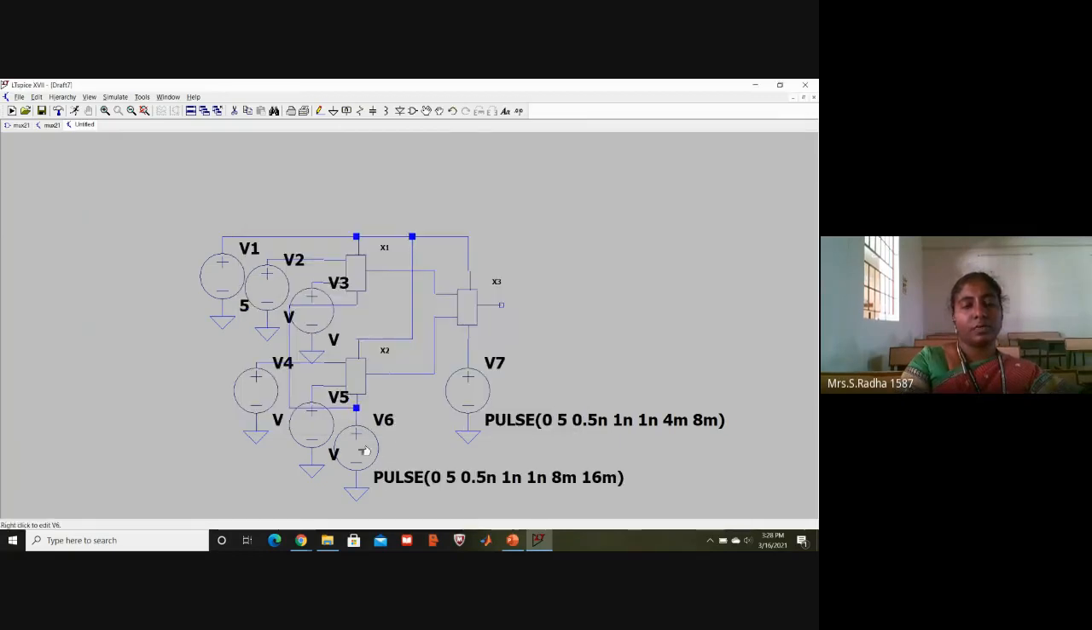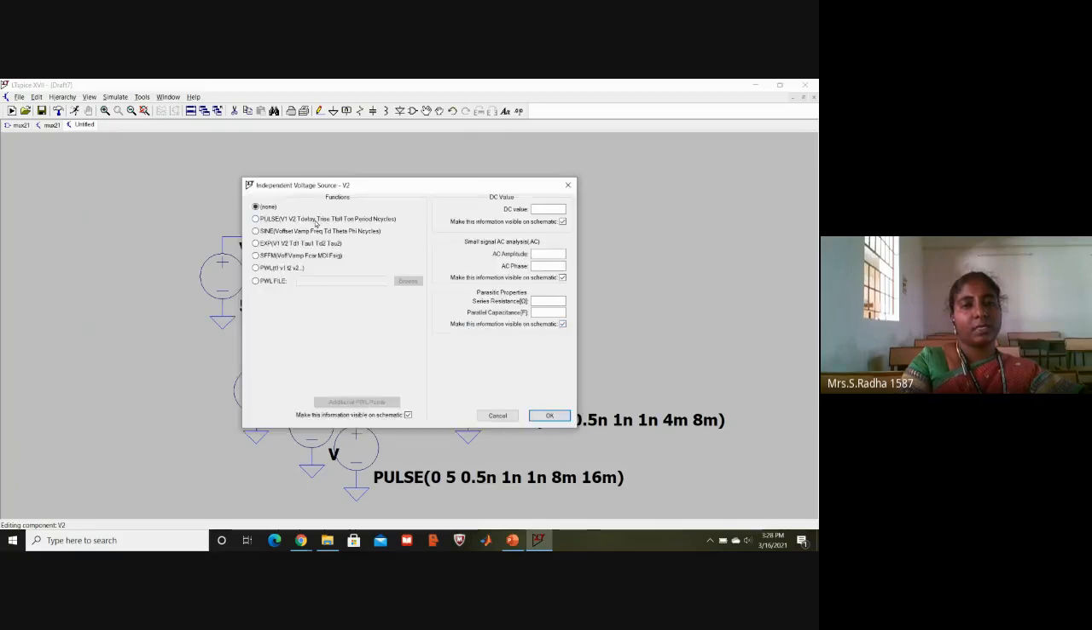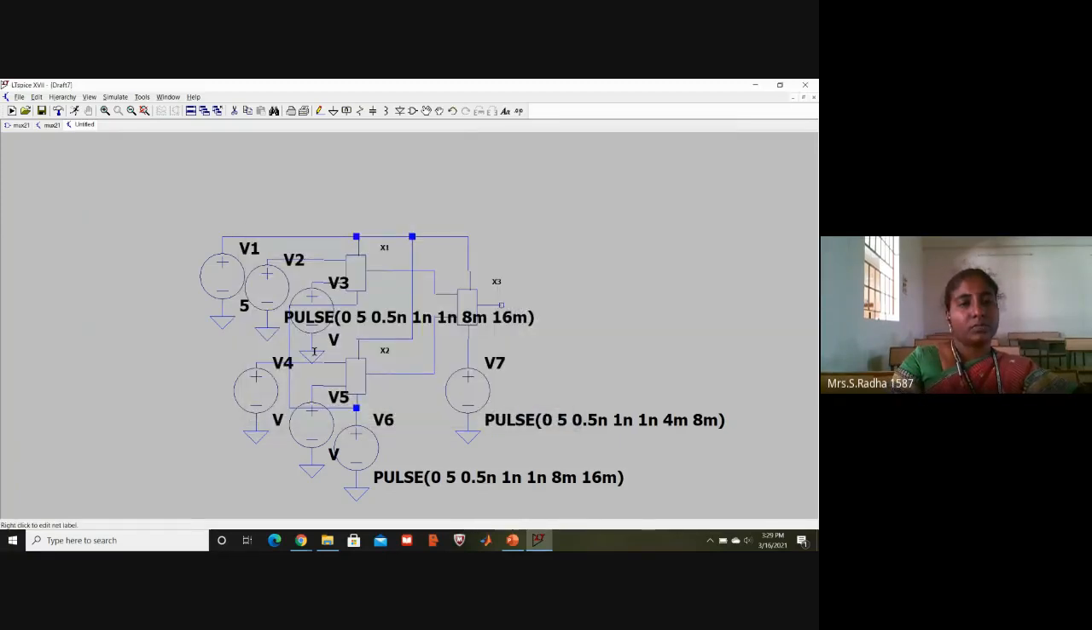Okay, this is for S1. This is S0, this is S1. Now the 4 inputs I have to give. I0, I will maintain 0, 5, 0.5 nano, 1 and 1. On time I will take 8 milli, and the time period I will take 16 milli. Okay, this is the first input.